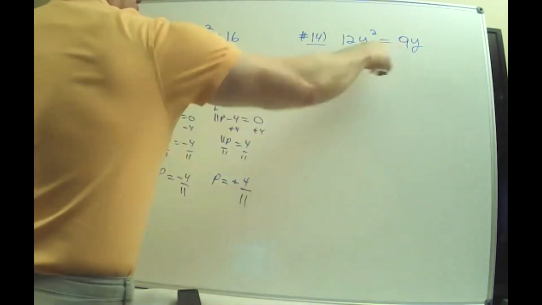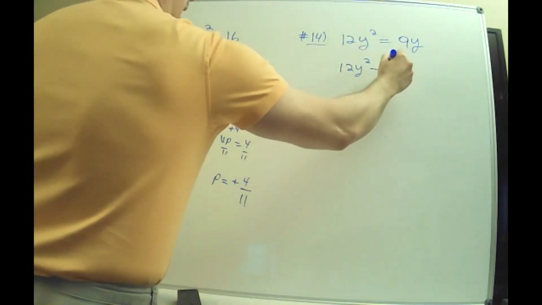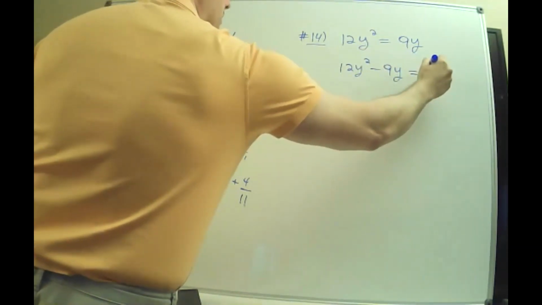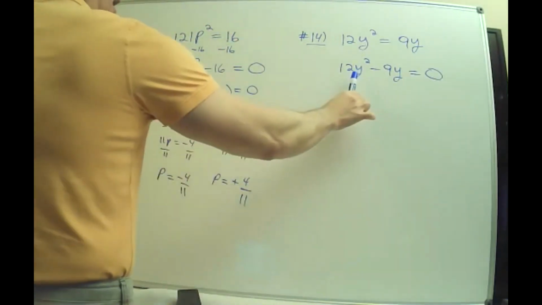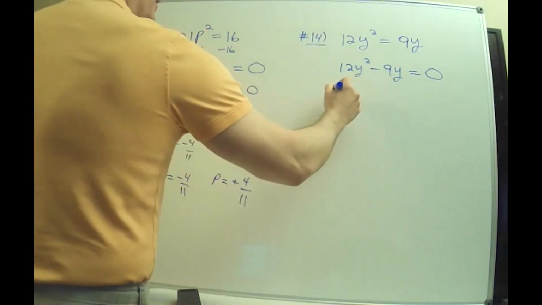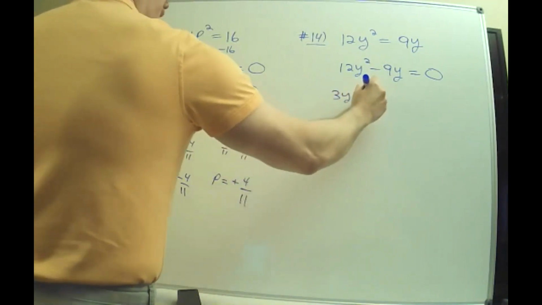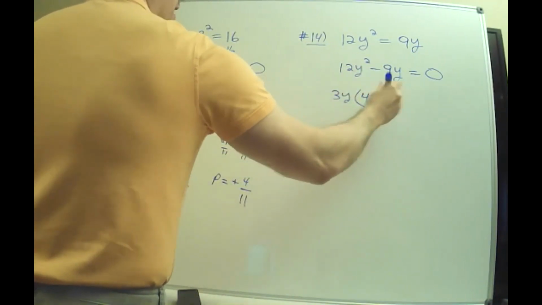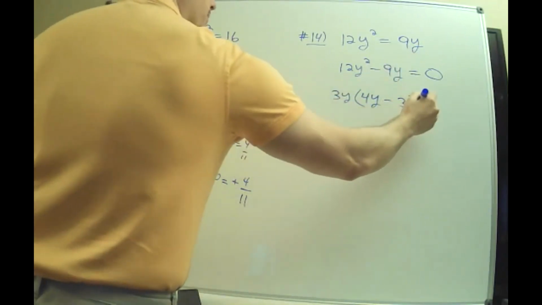Now this one's a little trickier. You got to set it equal to 0, but it may not be obvious how you factor it. This is type 1. This is the greatest common factor. You have a y in common, and 9 and 12 are both divisible by 3. So I'm going to factor a 3y out into the front. 12 divided by 3 is 4. I'm left over with a y. 9 divided by 3 is 3, and the y's cross out.